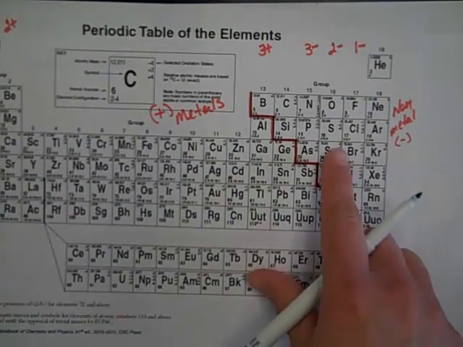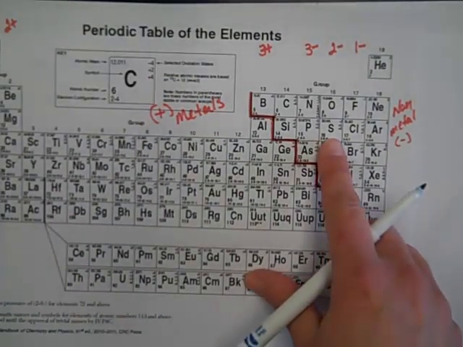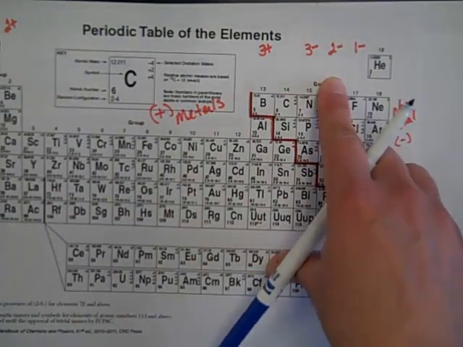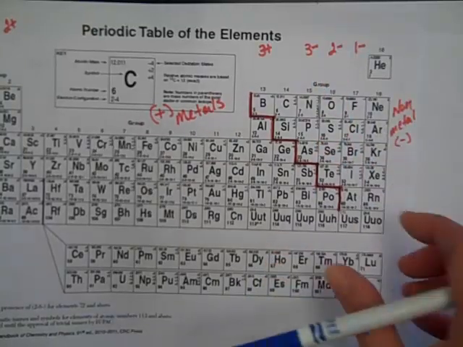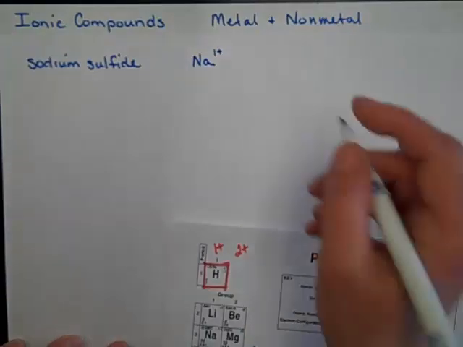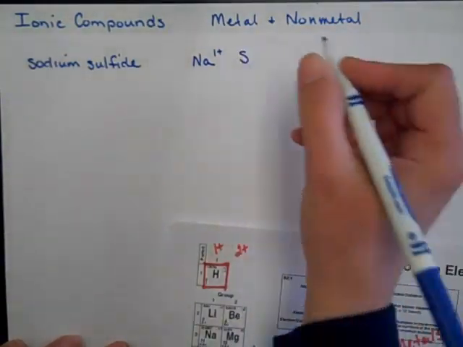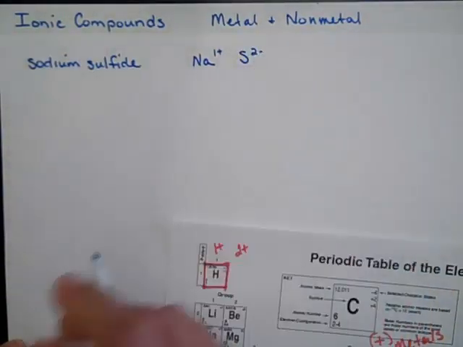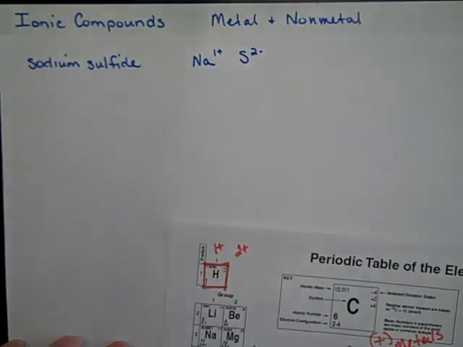Sulfide is over here in the column with oxygen. This column gains 2 electrons to form a 2 negative. So sulfur has a symbol of S, and it has a 2 negative charge.